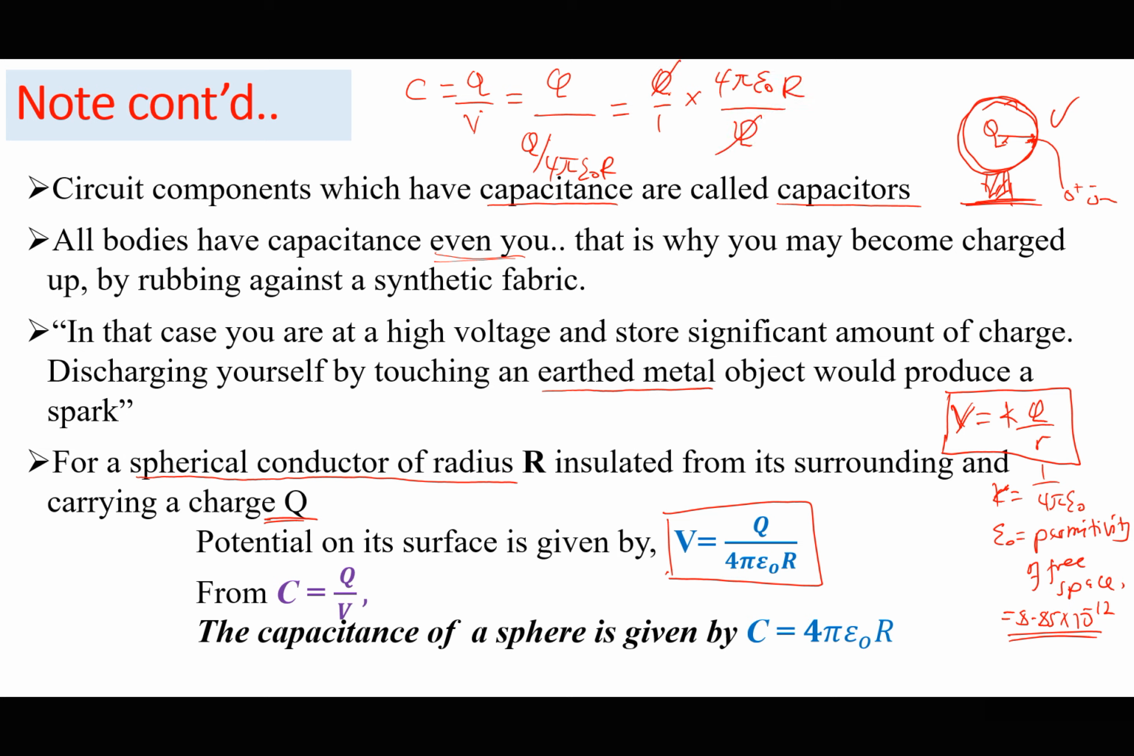So Q cancels out. And this means the capacitance of a spherical conductor is simply going to be 4 pi epsilon naught times R. So the capacitance of a spherical conductor is always going to be given by that expression there, which may be very important in calculations. The examiner will ask you to show that the capacitance of a spherical conductor is given by that expression.